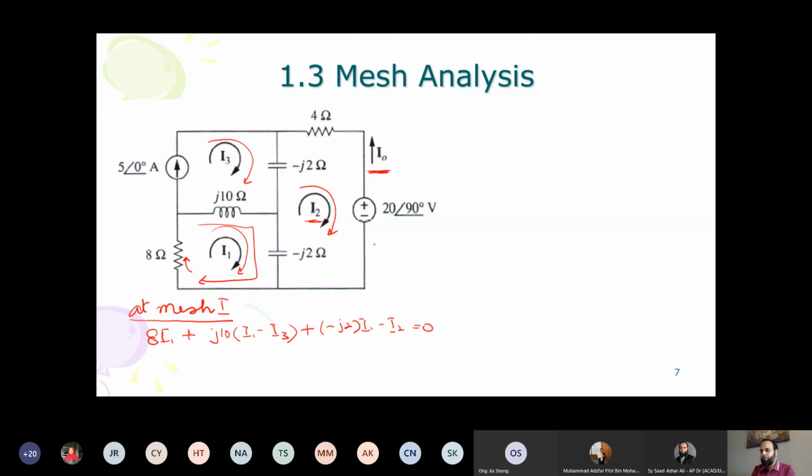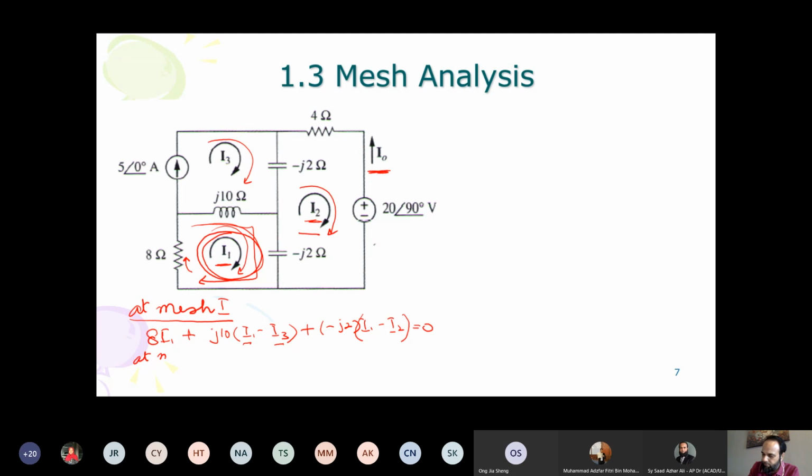Just for those who want a refresher, if we're considering loop 1, we consider loop 1's current as the dominant one. That's why I put I1 minus I3 and I1 minus I2. When we are in I2, we will take I2 minus I1, and when we are in I3, we'll take I3 minus I1 or whatever, right?